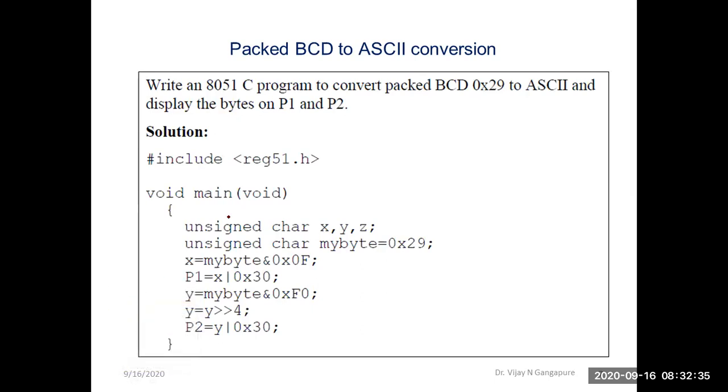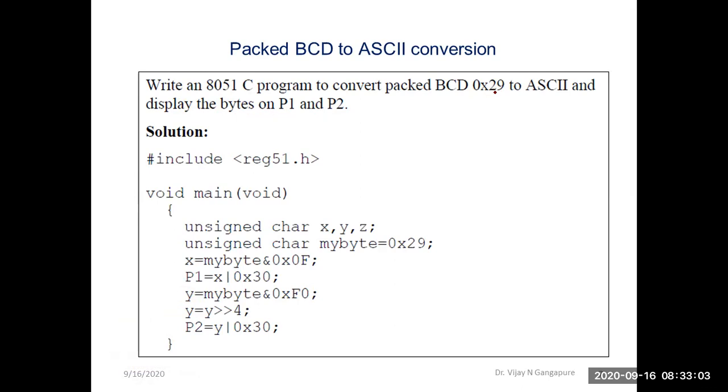Now the program is written for that. Write an 8051 C program to convert packed BCD 0x29 to ASCII and display the bytes on port 1 and port 2. What we have to do: this is the BCD number 0x29. It contains two BCD numbers, first that is 2 and second 9.